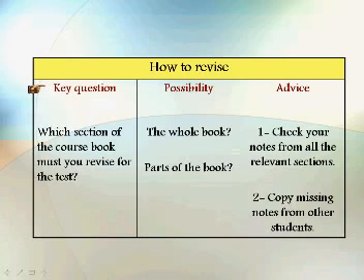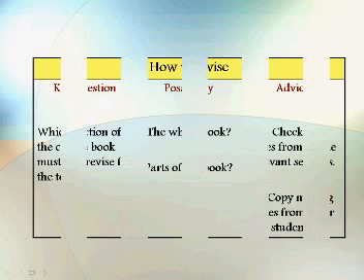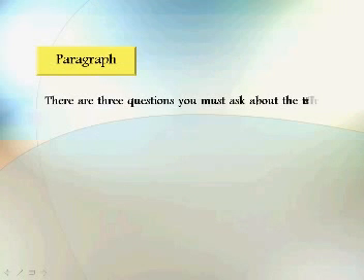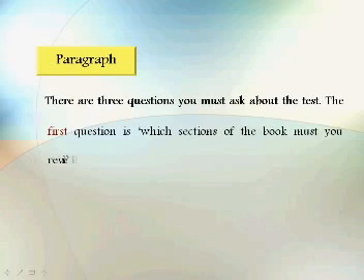Then you have to answer this question using some possibilities. The whole book or parts of the book. And according to those possibilities, you have to give some advice. For example, you have two pieces of advice here. The first one is take your notes from all the relevant sections and copy missing notes from other students. Okay? This is how it goes. And the paragraph would be something like this, and I will leave you with that for a minute.